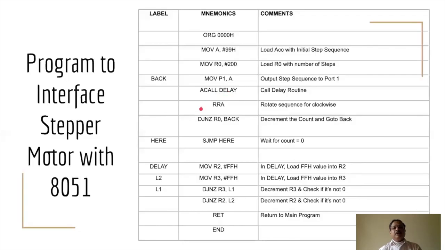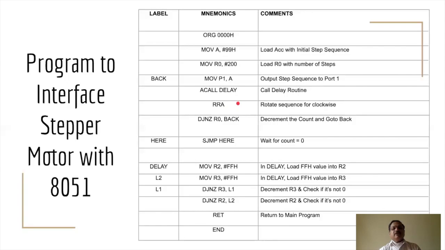The delay routine we'll discuss afterwards. So that will insert some delay, and then we give the command rotate right. You know, there are two types of instructions, rotate without carry and with carry. So here RRA means rotate right accumulator contents by 1 bit.